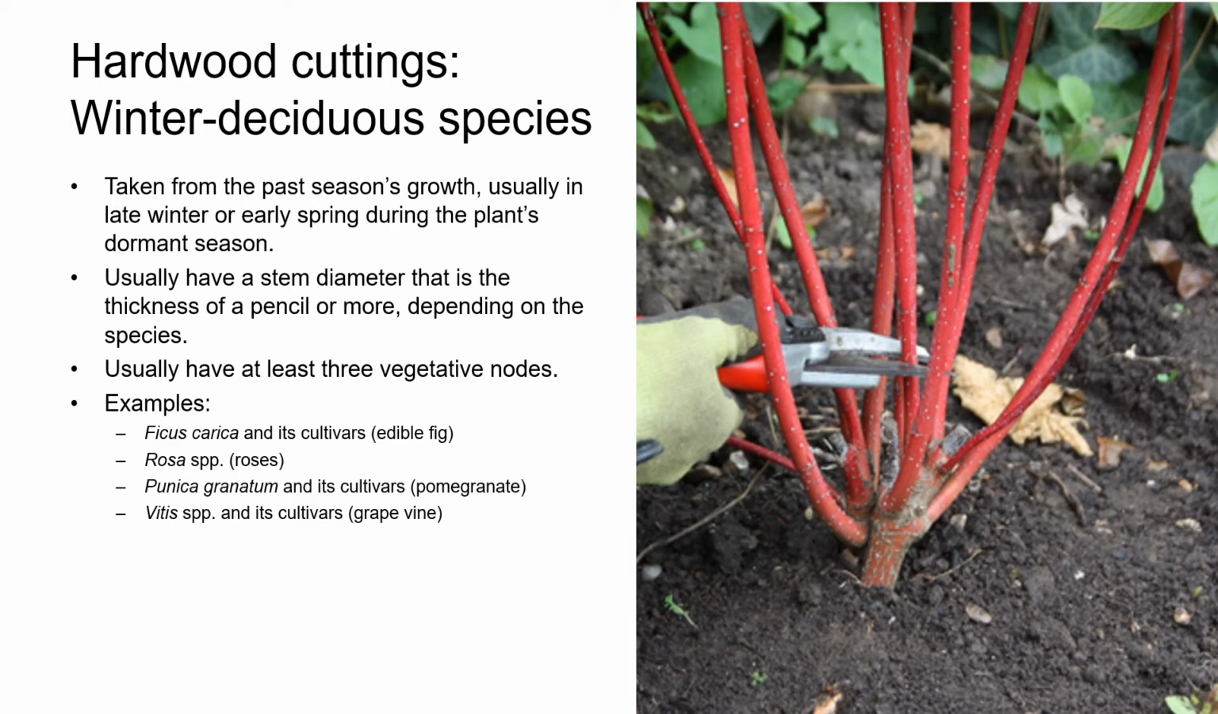They can be wrapped in moist burlap and stored in the fridge or cooler if they're not going to be planted straight away. Hardwood cuttings are usually treated with a rooting compound before sticking. Examples of winter deciduous woody plants that can be propagated from hardwood cuttings include edible figs, roses, pomegranate, grapevine, wisteria, dogwood, elderberry, and mulberry.